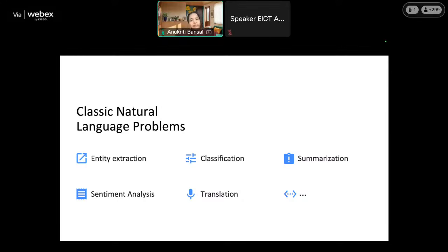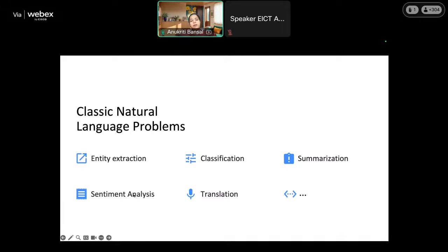Classification means text classification. Suppose you have a newspaper, and in the newspaper you have to classify news into different classes, maybe finance, political, entertainment, sports. So this is a text classification problem. Summarization: given a huge document, you want to summarize it into a few sentences. Sentiment analysis, we all understand. Consider any IMDb data or maybe Twitter data, and we want to understand the sentiment, whether happy is one sentiment, sad, angry, neutral can be another sentiment.